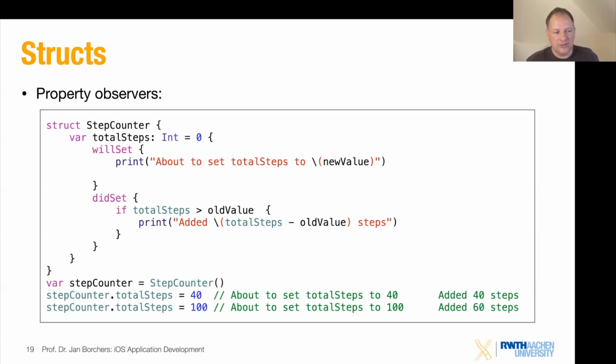So if you create a variable of that type and then set the total steps to something new from its default 0, then actually it will execute both the willSet and the didSet. And even if you then change the value to something else, it will also again execute both of these, right? Both the one before and the one after.